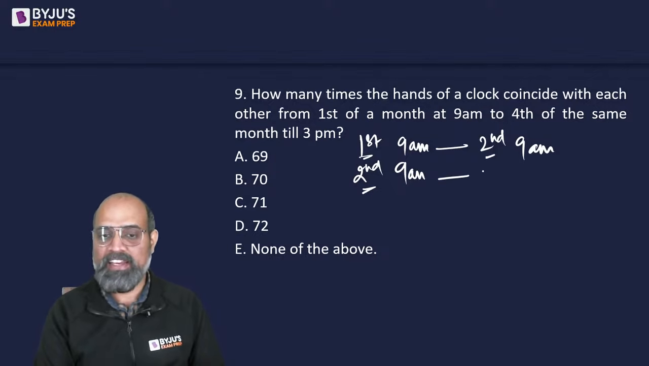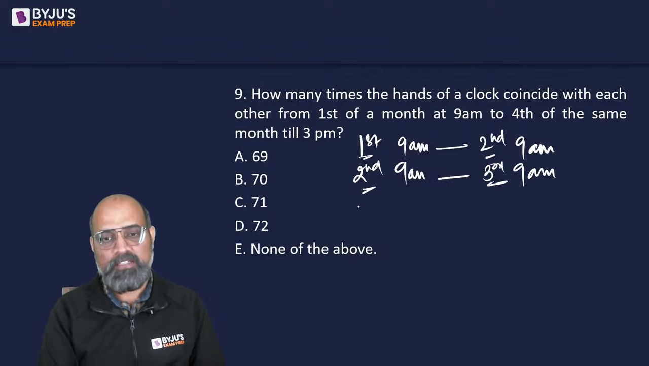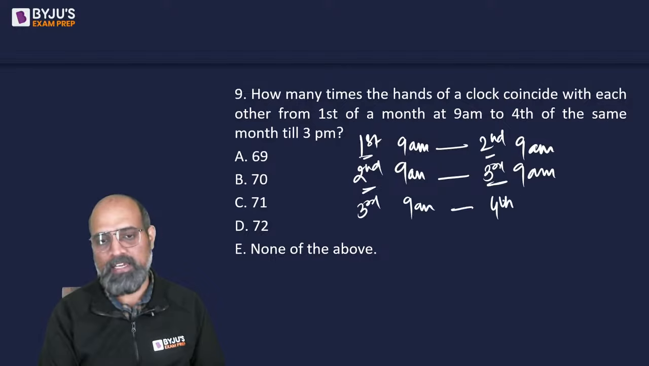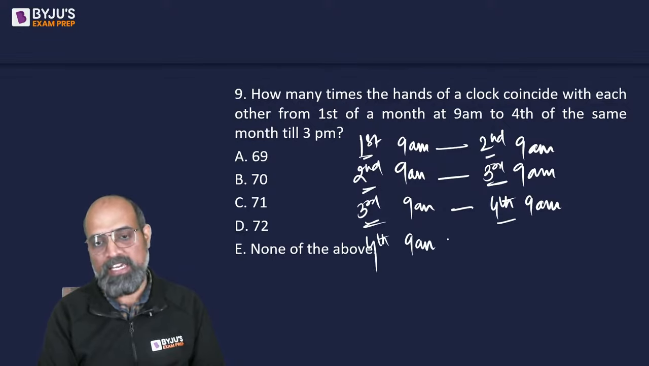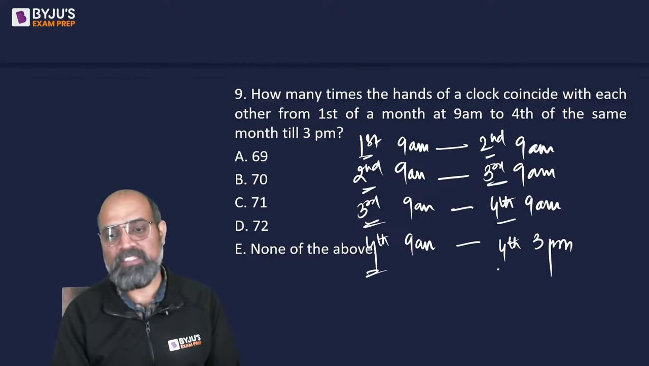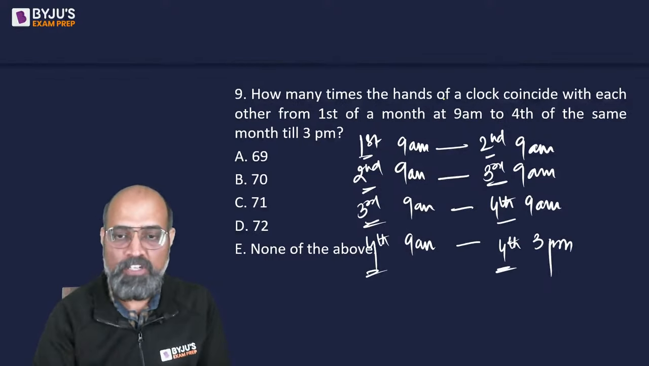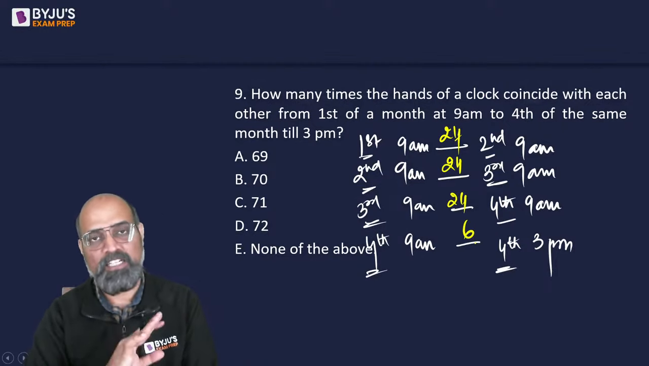So second 9 a.m. से third 9 a.m., that is another 24 hours. Then third 9 a.m. से fourth के 9 a.m., that is again 24 hours. And then fourth के 9 a.m. से लेके fourth के 3 p.m. तक. This is not 24 hours, but this is mere 6 hours. So this is 24 hours. This is 24 hours. This one is 24 hours, but this one is only 6 hours.